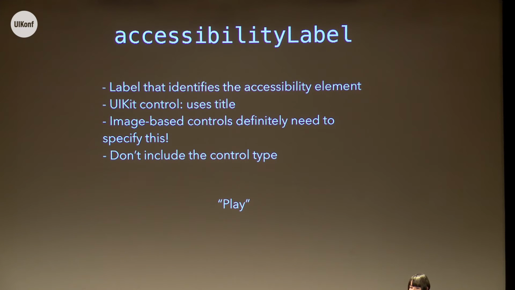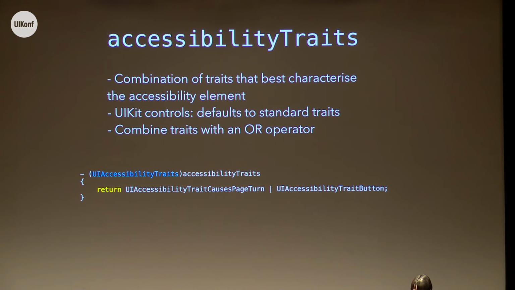But you don't need to include the control type. So if it's a play button, just call it play, send. Or if it's a text field, just first name. And accessibility traits as well. These are a combination of traits that characterize what the element is.